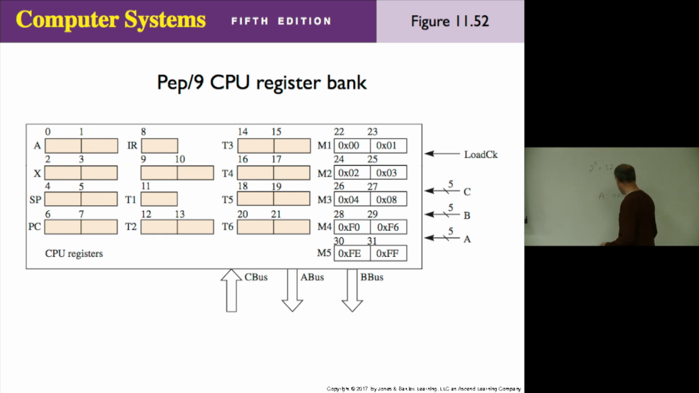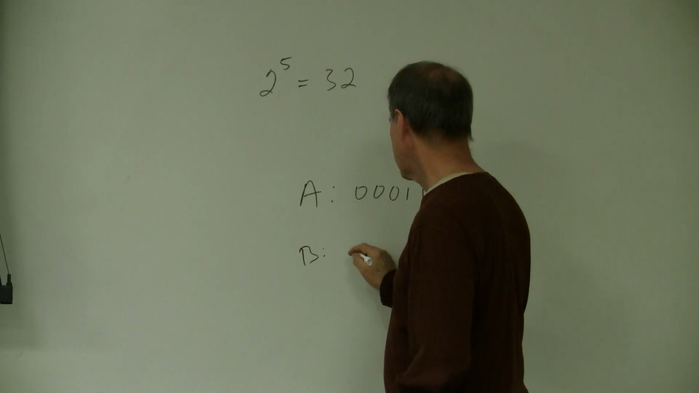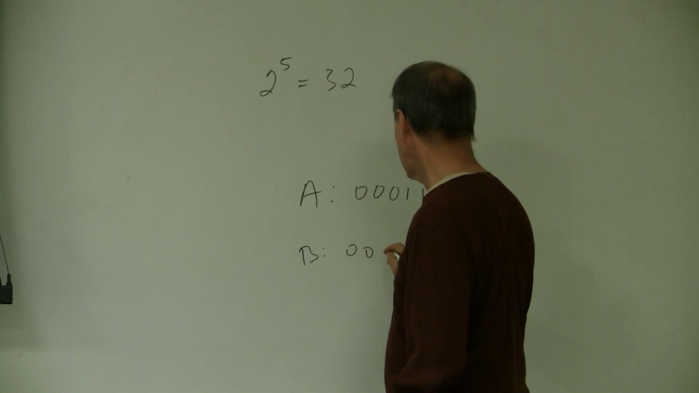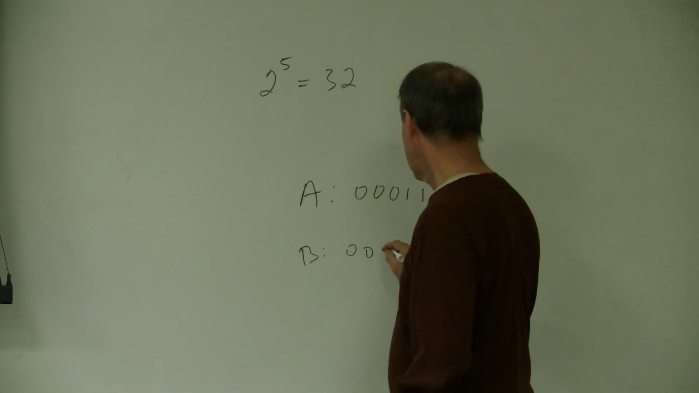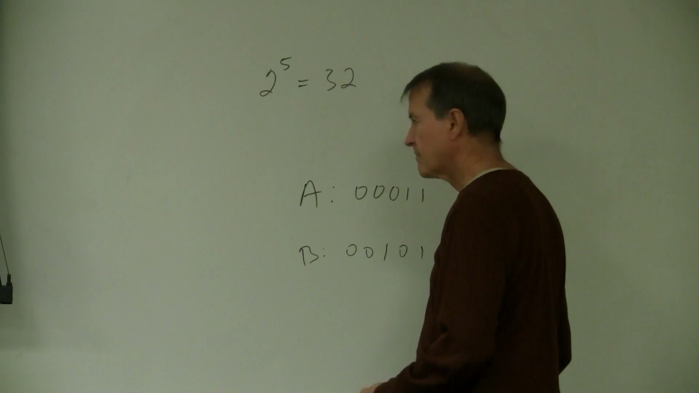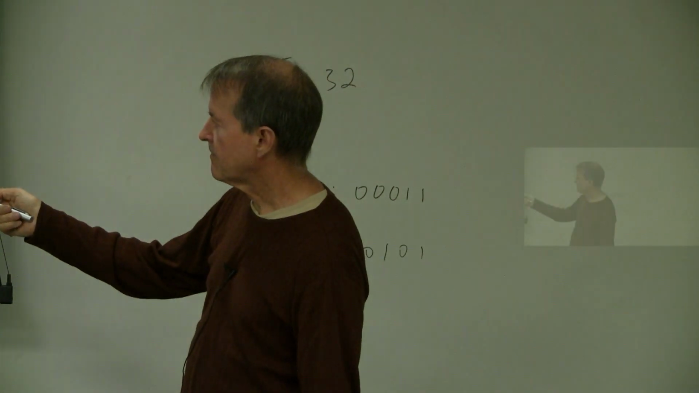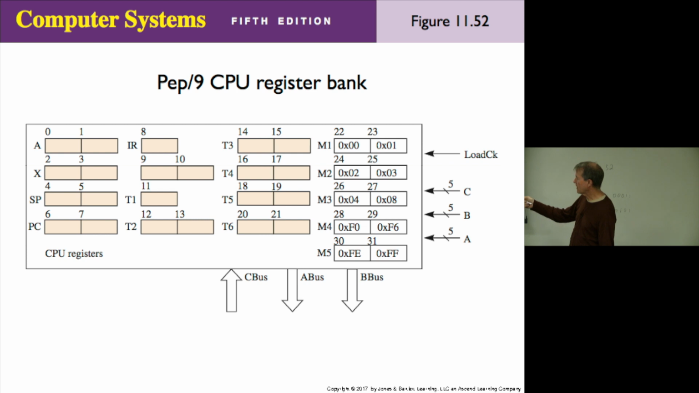And similarly, if B is 0, 0, 0, 0, 1, 0, 1, what does that do? That puts the right half of the stack pointer on the B bus.